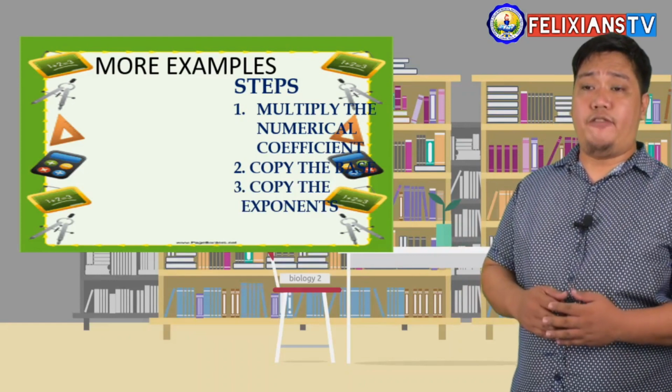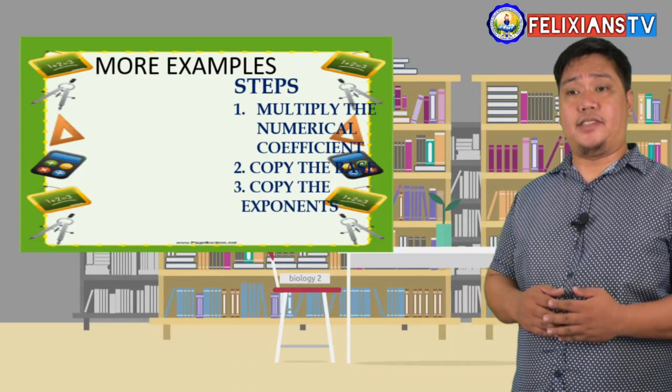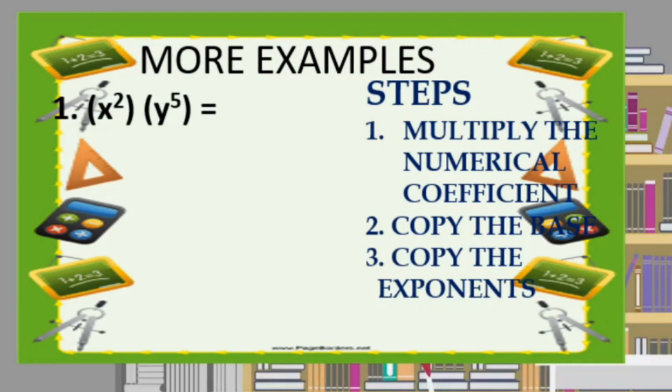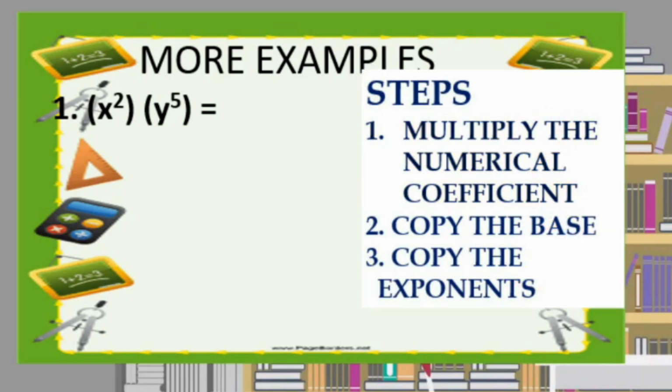Okay, so what if we have different bases? So let's have some examples. So the first step here, what we are going to do is we multiply the numerical coefficient. The next thing is to copy the base and then copy the exponents. So the only difference between the previous steps that I have explained earlier is that on the third step of this one, we are going to copy the exponents. So let's have example number 1.